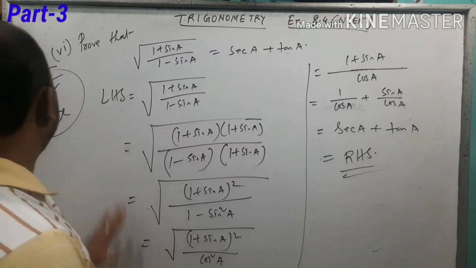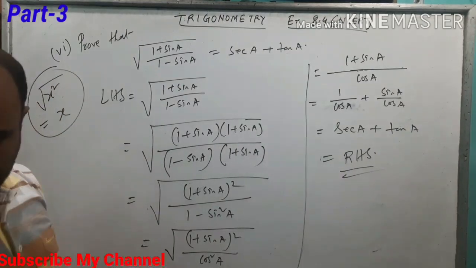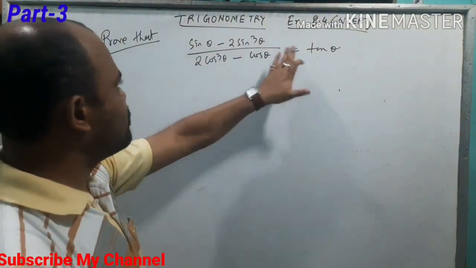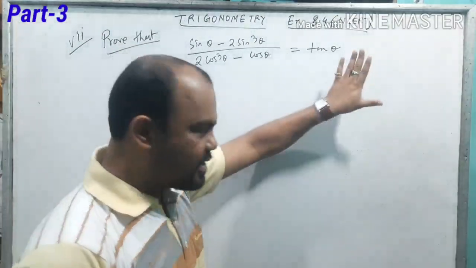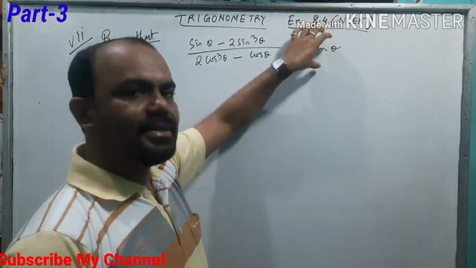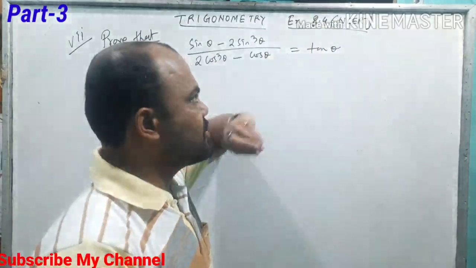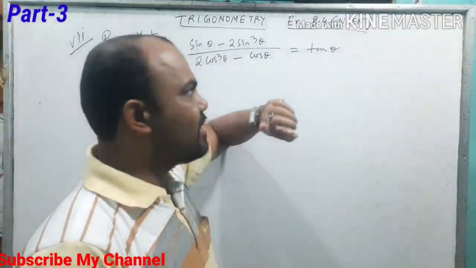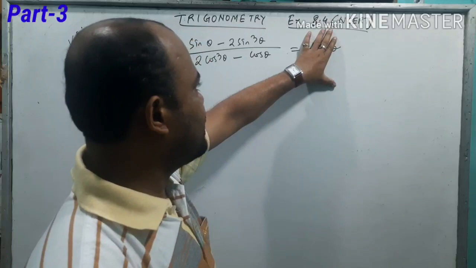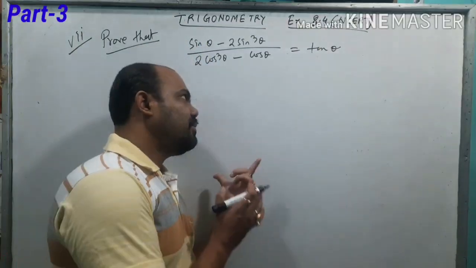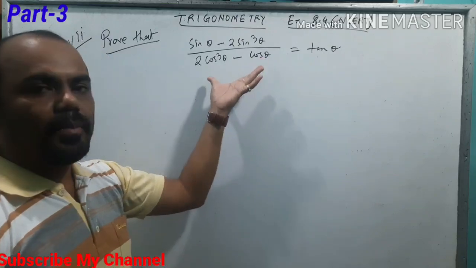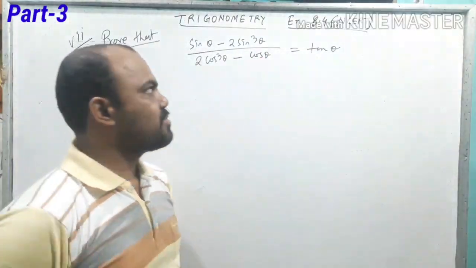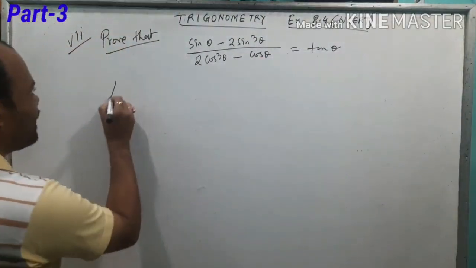Okay, so now see number 7. Prove that sin theta minus 2 sin cube theta by 2 cos cube theta minus cos theta equal to tan theta. As you can see here, RHS is a very simple expression consisting of only one term, tan theta. So it will be better we start with LHS, as in the LHS there are more terms, a larger expression. So let us start with LHS.